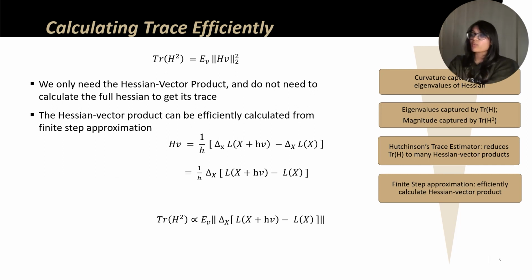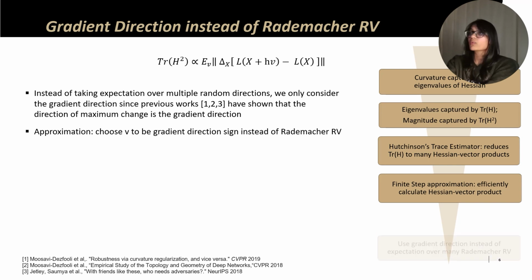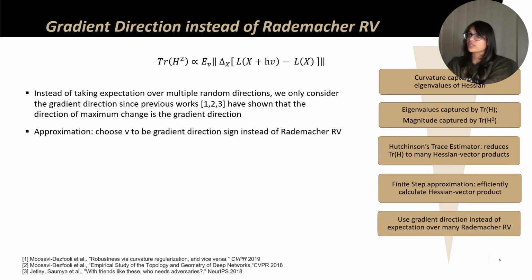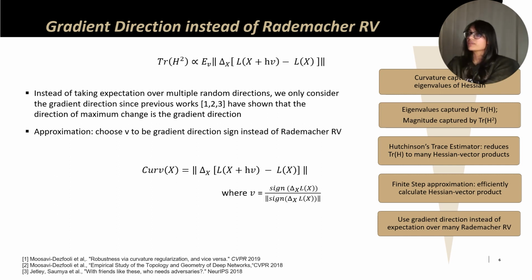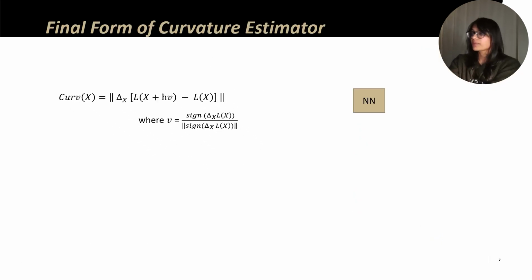We're going to make one final relaxation here. Instead of taking the average over multiple random Rademacher variables, we are going to consider only the gradient direction, since that has been shown to be the direction of maximum change. This is the final form of curvature estimation, and we show what this looks like practically here. We have a neural network that gets an input x and generates a loss L of x.